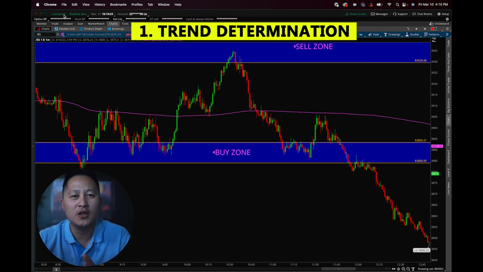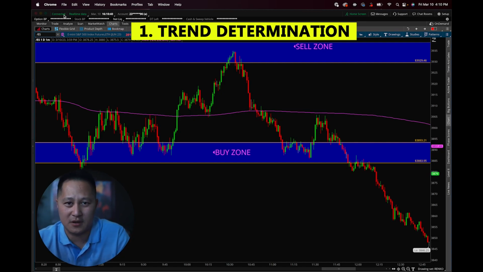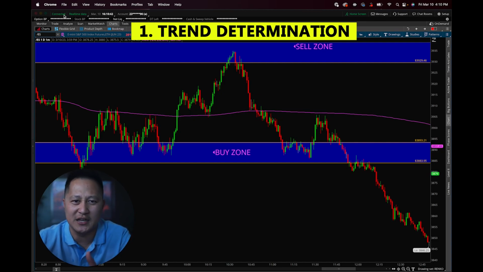I'm using VWAP for the following. Number 1, trend determinations. Inside of a shorter time frame, such as the 1-minute charts that I have here, the trend is bullish when the price moves above VWAP. Vice versa, the trend is then bearish when the price is moving below VWAP. So consider, if you don't know how to read Dow theory, price actions, the higher highs and the higher lows, or the lower highs and the lower lows.